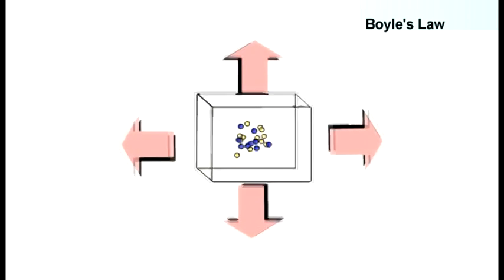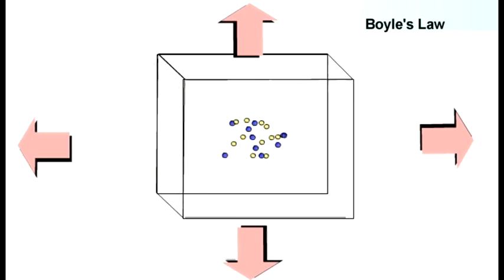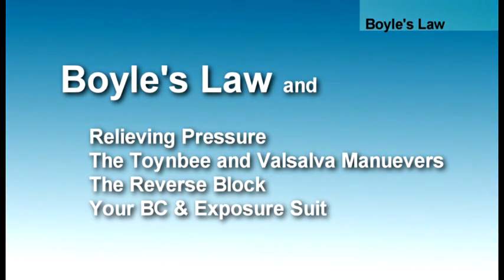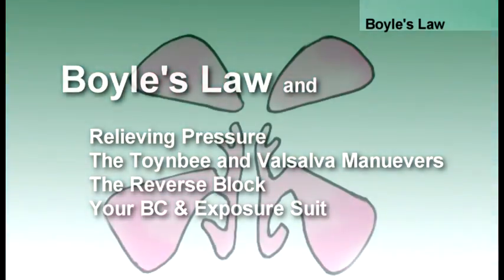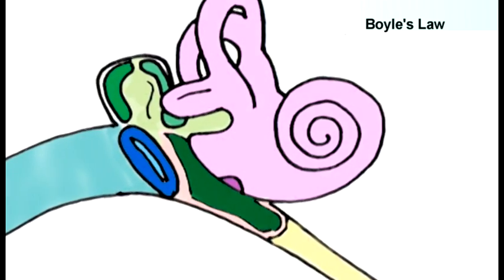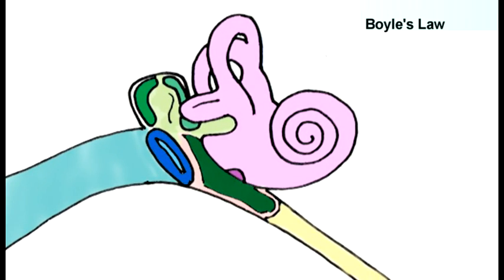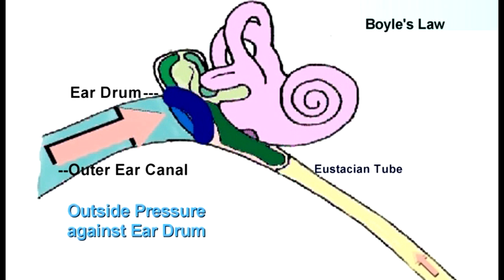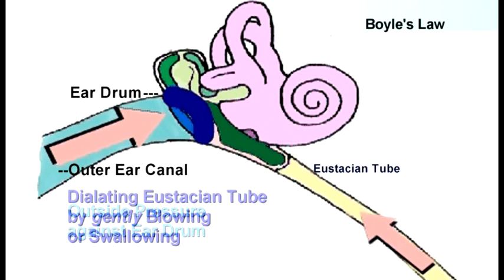And on the other hand, when molecules have less pressure being exerted on them from the weight of the water and the atmosphere, they spread out, creating greater volume and less density. You can see how the principles of Boyle's Law would affect your sinuses and middle ear. And while this may seem to be an extreme condition to put the body through, there are really quite simple ways to offset the effects of pressure on the body.